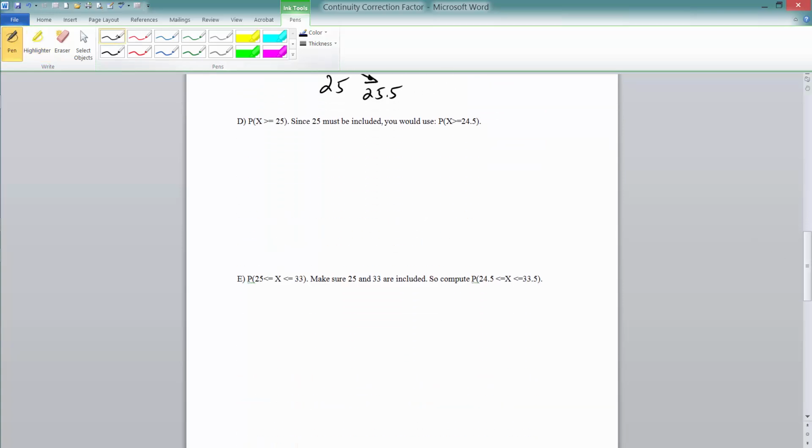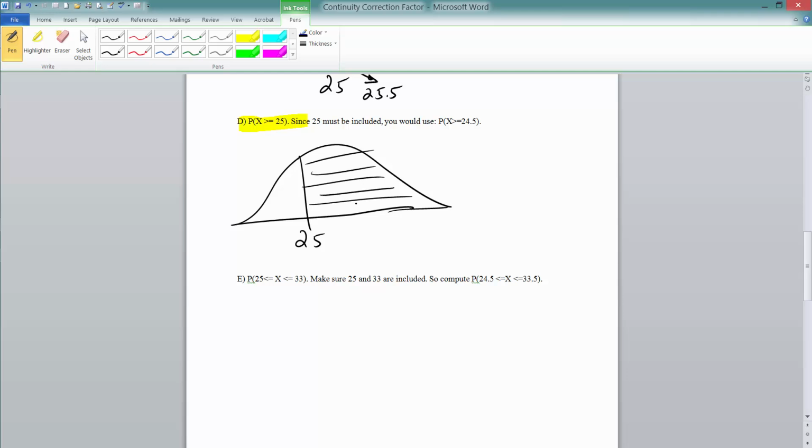Next one, probability that x is greater than or equal to 25. So 25 is here. I want this probability of greater than or equal to 25. But notice it says greater than or equal to 25, so I want 25 included in that range. Because I want 25 included, I would have to subtract the continuity correction factor and make it 24.5 so that 25 is included in that range, as my solution tells you.